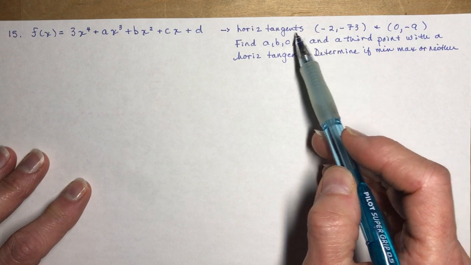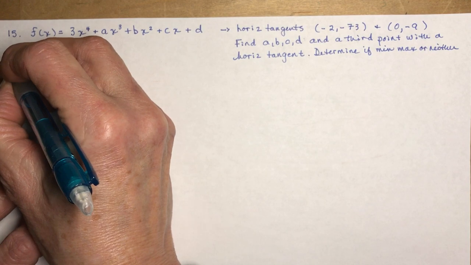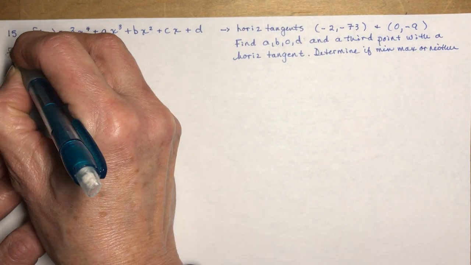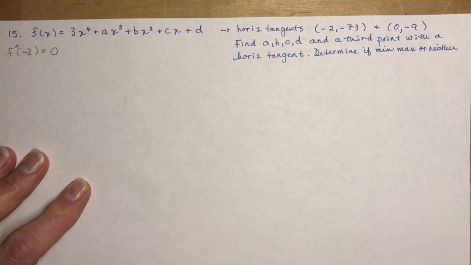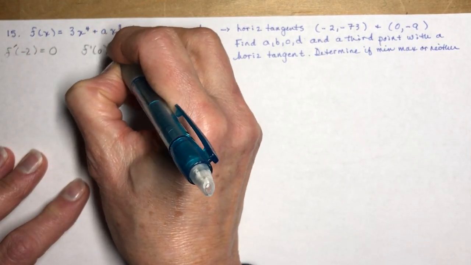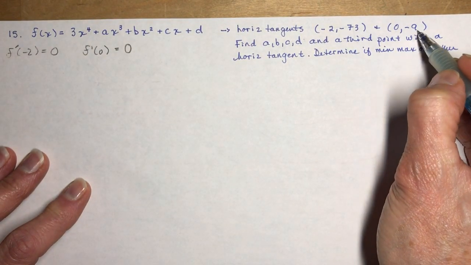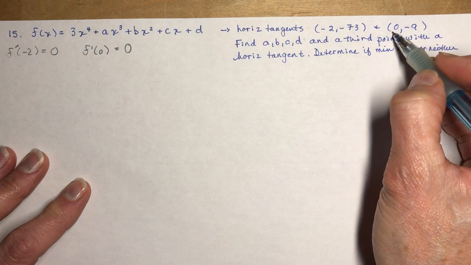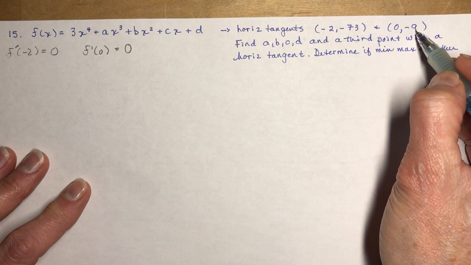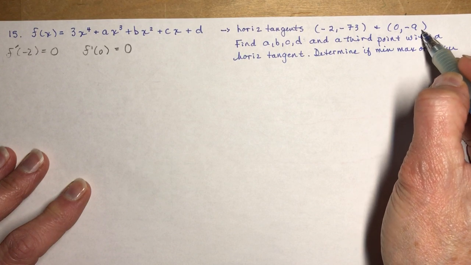Okay, so the first thing you want to note is what information is this giving me? Well, because it's telling me there's horizontal tangents, that means that f prime at minus 2 will be 0. And f prime at 0 is going to be 0 as well. This is an interesting little value that you might not catch right away. But it's actually giving you the y-intercept, right? When x is 0, y is minus 9.